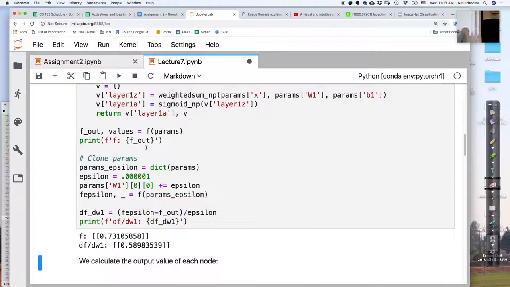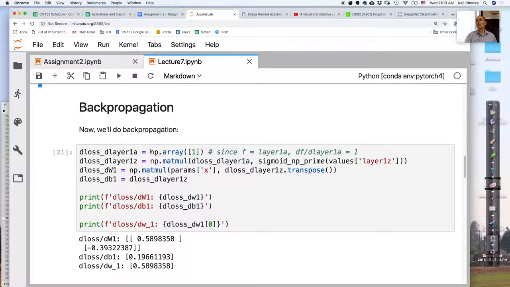So now we can do the backpropagation. I don't know if you remember, but the backpropagation for this was fairly complex. So now we'll say the loss is equal to layer 1 a. A stupid loss function, but that's what it is. The derivative of that is just equal to 1, so we'll create an array of 1. Then we'll do a matrix multiply of that loss times the sigmoid prime of the weighted sum at this point. This is where we're using the values. And then dloss dW1 equals the matmul of x, which is basically the input from the previous layer, times the loss dz1 transposed.